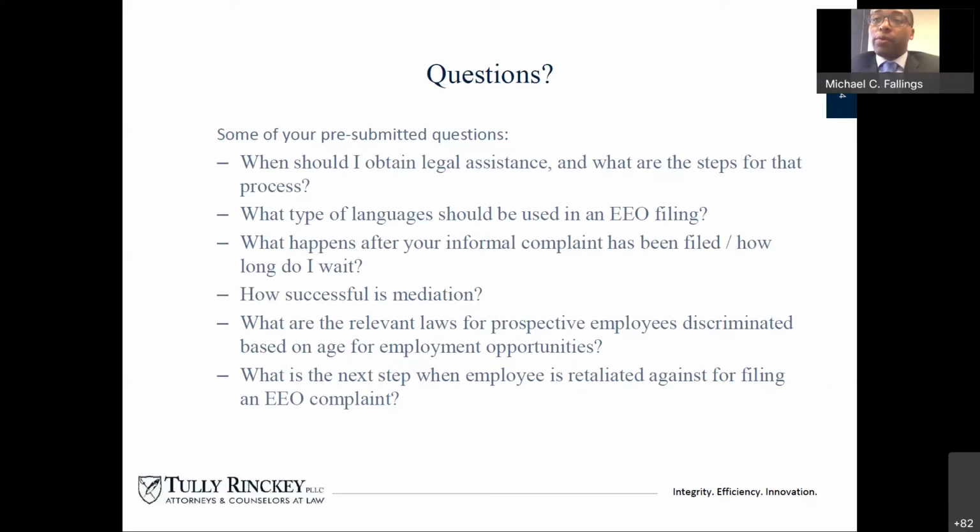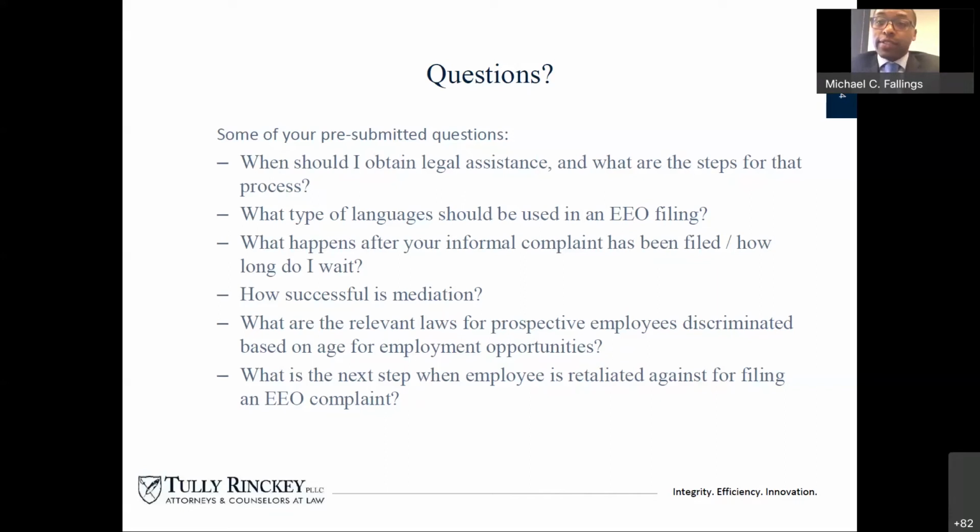What happens after your informal complaint has been filed, and how long do I wait? As discussed, there's a traditional process and there's an ADR process. After your informal complaint has been filed, the EEO counselor under the traditional process will contact management to obtain responses to your claims. If you elect the ADR process, then they will attempt to schedule a mediation. Again, that could take about 90 days. There's a deadline of 90 days for them to schedule a mediation.